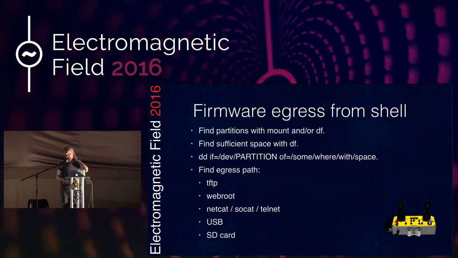So when you find them, we can't copy those directly. We need to use DD to extract the contents from them, to copy the actual underlying block information rather than the link itself. So you need to find some space. So we use mount and DF to find the space, DD it somewhere where there's space, and then pull them off. How do you get them off?